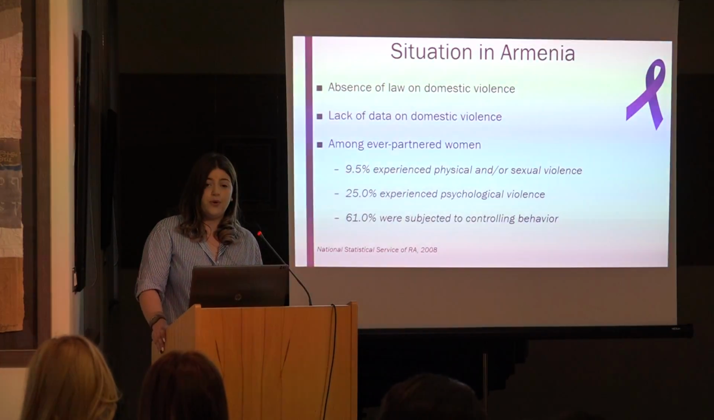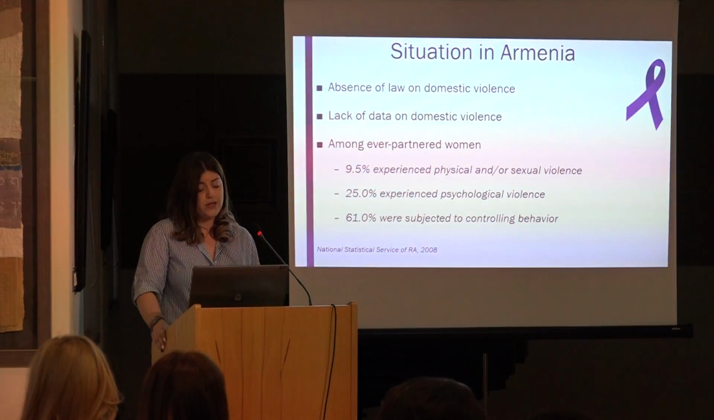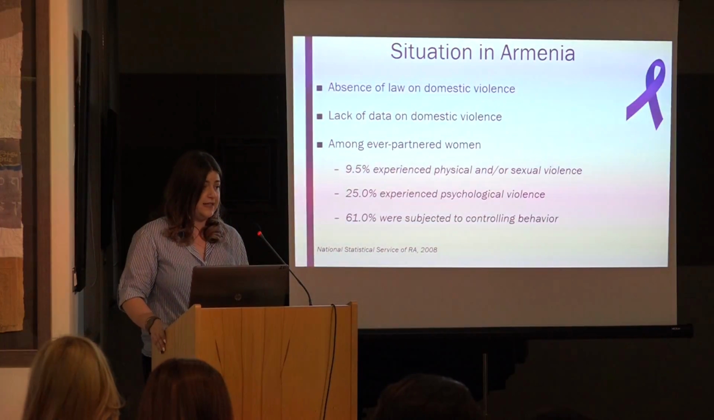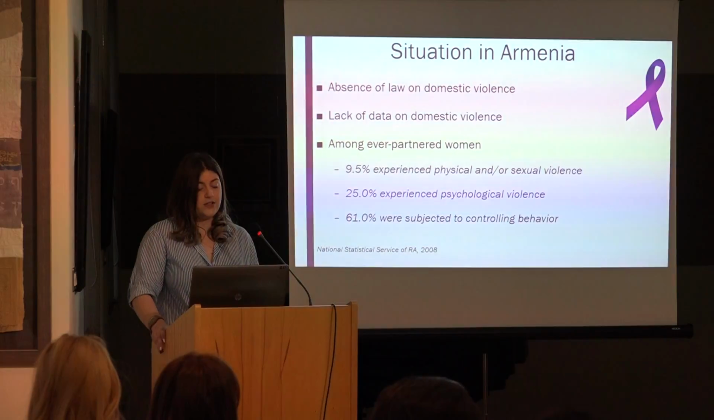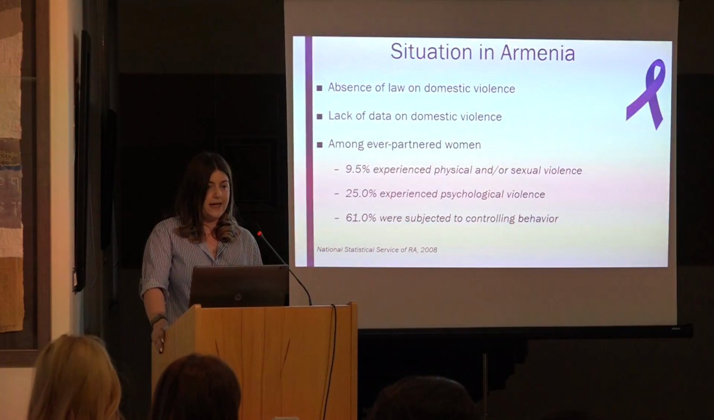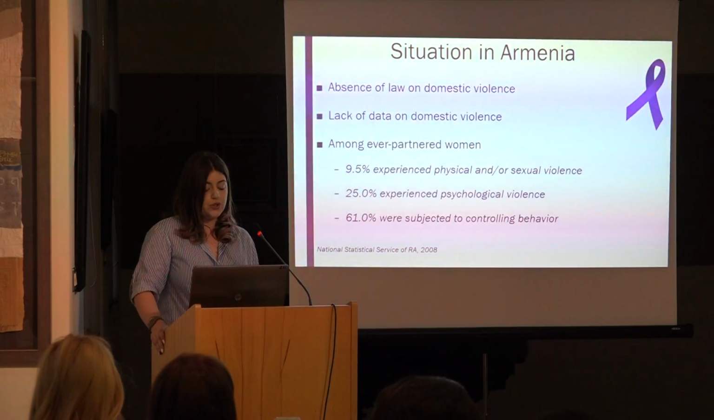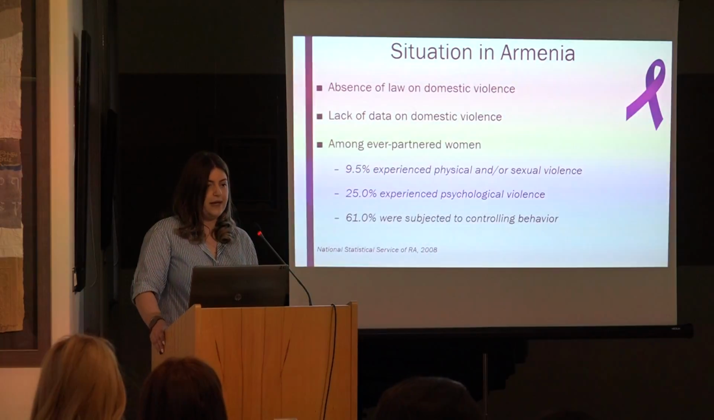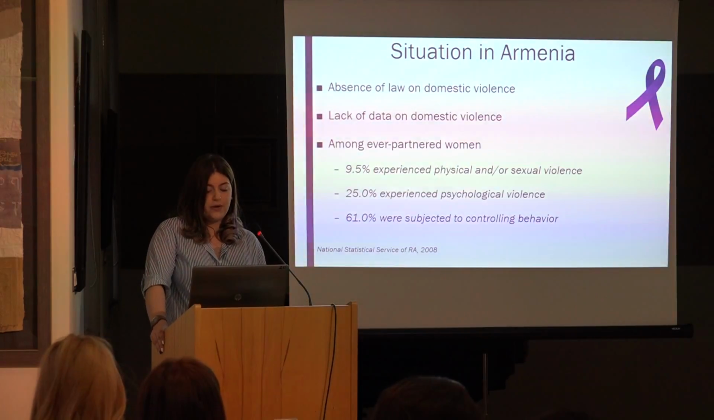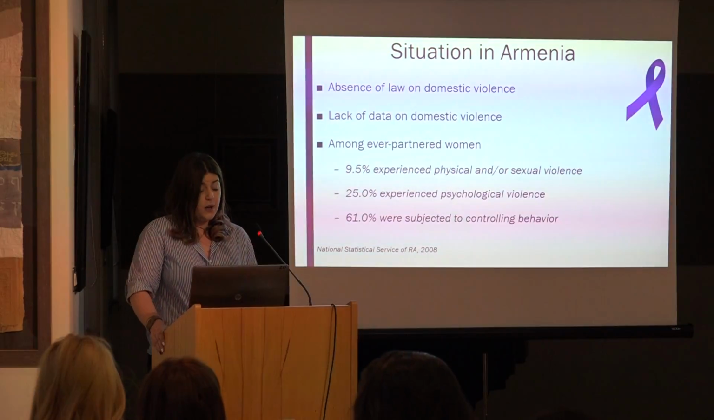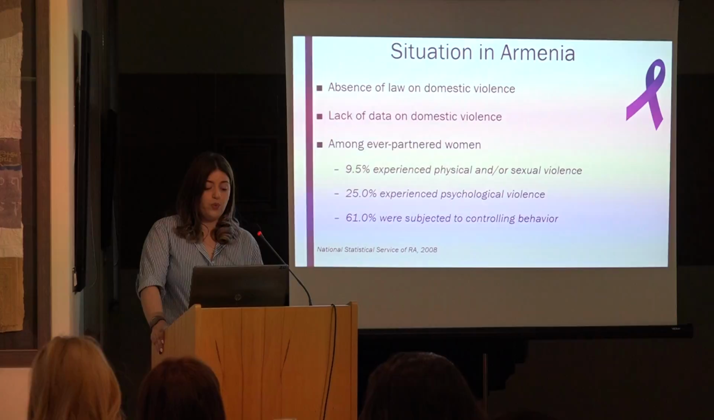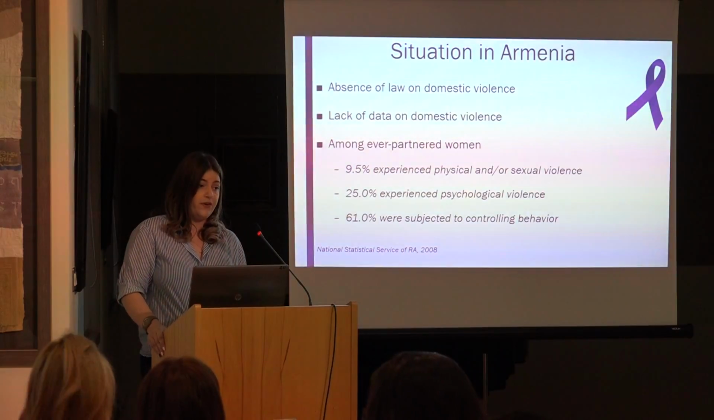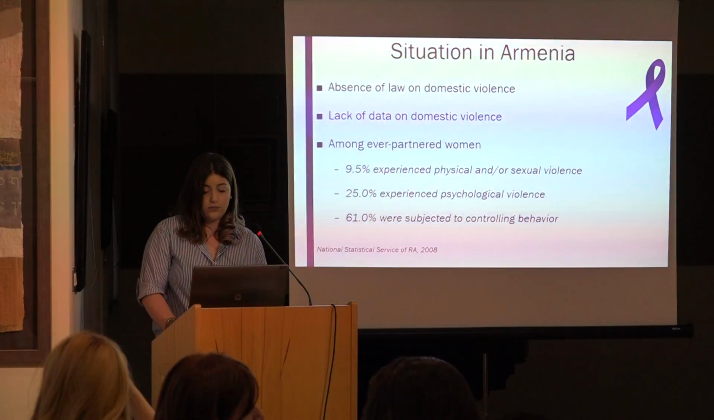When talking about the situation in Armenia, the most important points to stress are the absence of a law on domestic violence and the lack of data. The National Statistical Service of the Republic of Armenia in 2008 conducted a study according to which, among ever partnered women, approximately 9.5% have ever experienced physical or sexual violence. Approximately 25% have experienced psychological violence, and 61% were subjected to controlling behavior, such as stalking.